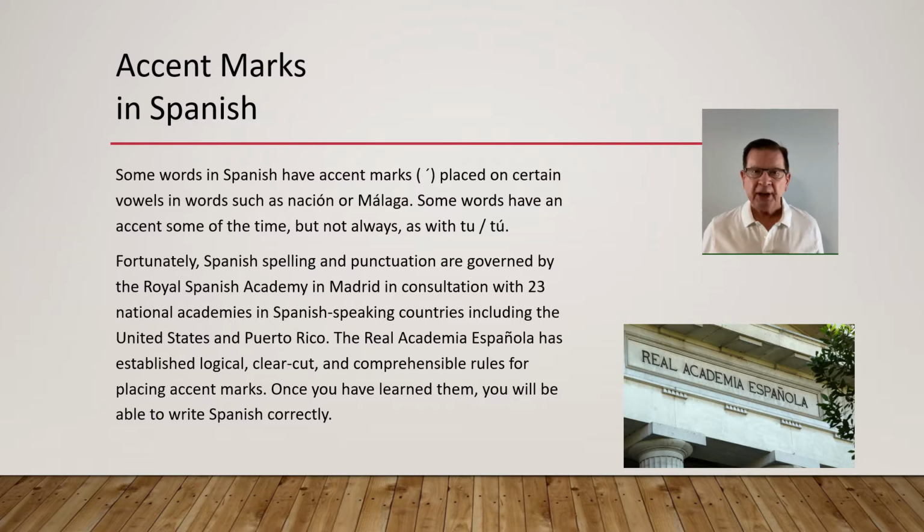Fortunately, Spanish spelling and punctuation are governed by the Royal Spanish Academy in Madrid in consultation with 23 national academies in Spanish-speaking countries, including the United States and Puerto Rico. The Real Academia Española has established logical, clear-cut, and comprehensible rules for placing accent marks. Once you have learned them, you will be able to write Spanish correctly.